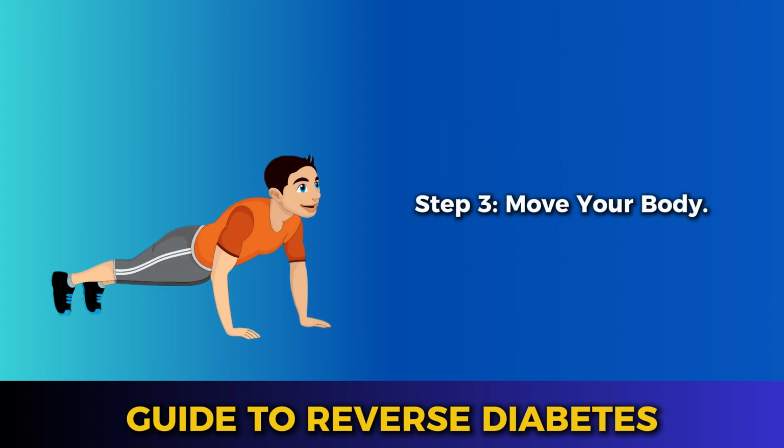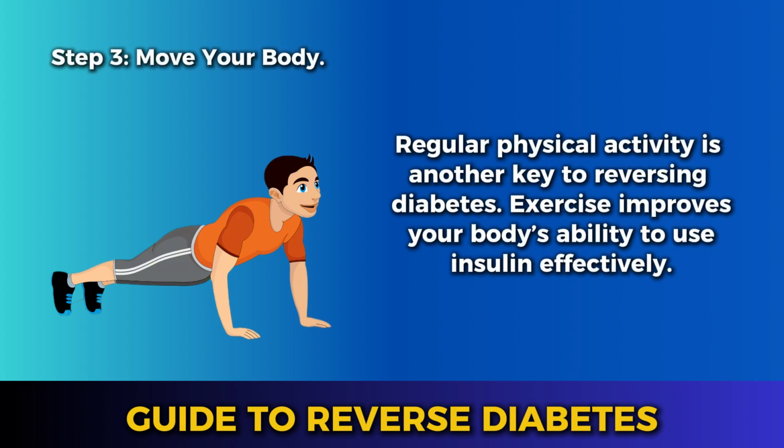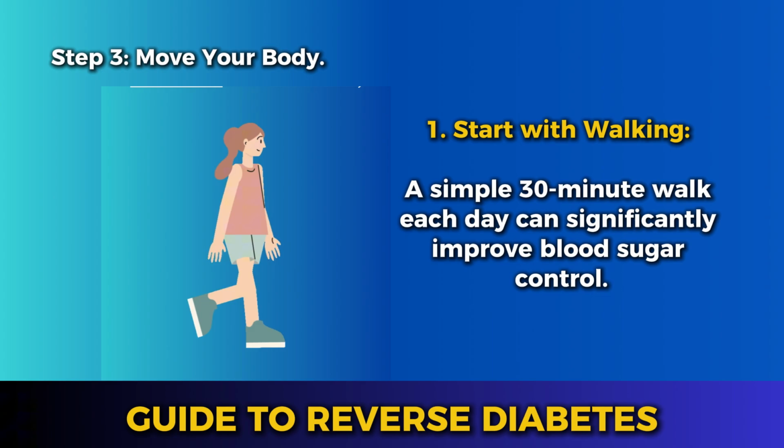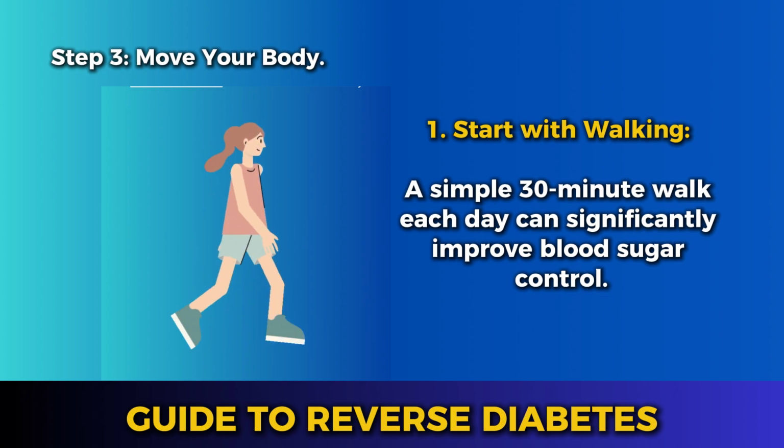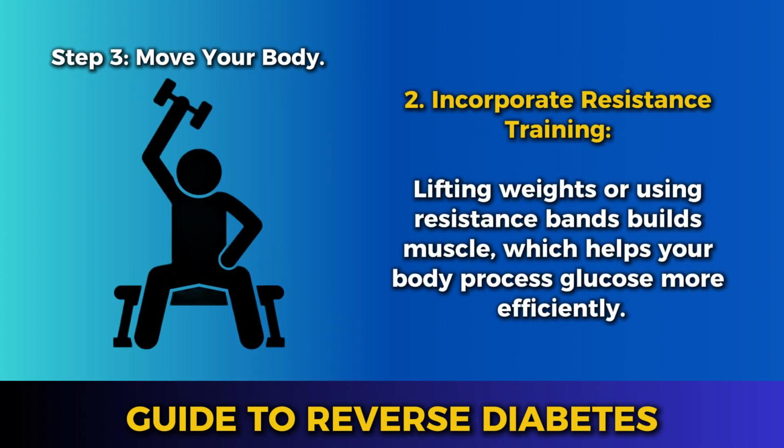Step 3. Move your body. Regular physical activity is another key to reversing diabetes. Exercise improves your body's ability to use insulin effectively. 1. Start with walking. A simple 30-minute walk each day can significantly improve blood sugar control. 2. Incorporate resistance training. Lifting weights or using resistance bands builds muscle, which helps your body process glucose more efficiently.